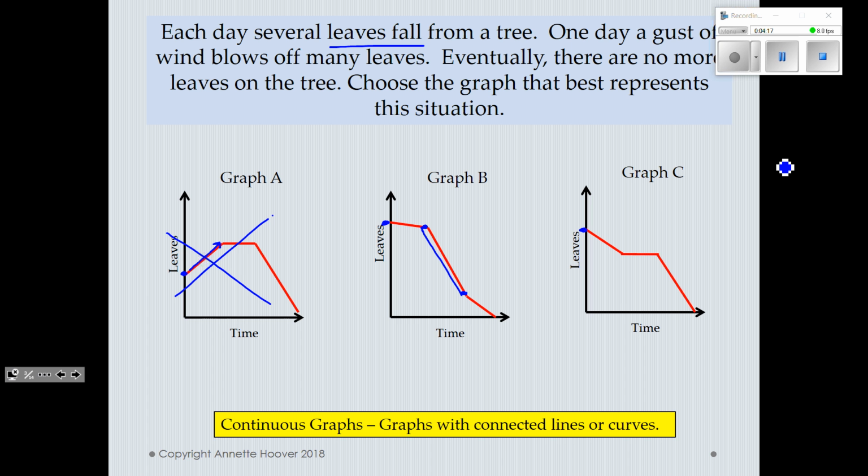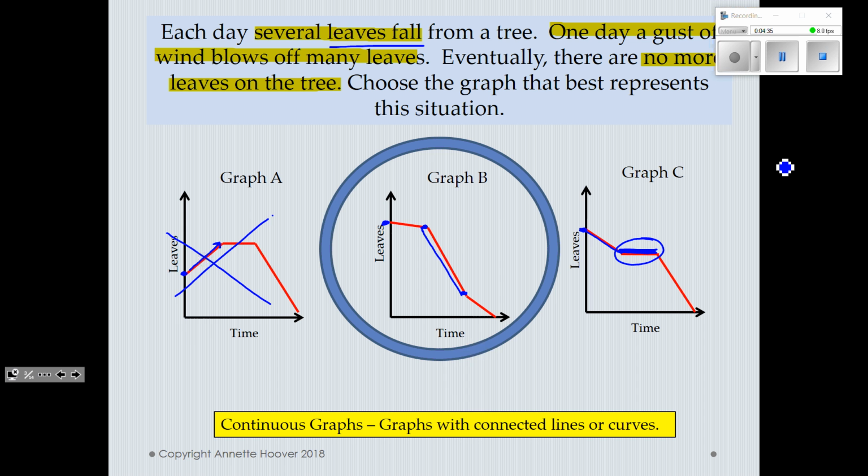Over here, it said each day several leaves fall from a tree, and then when the gust of wind came, the number of leaves stayed constant. Well, I don't think the number of leaves stays constant when a gust of wind comes along. So that would be, again, graph B. That would be the best graph to represent that information.